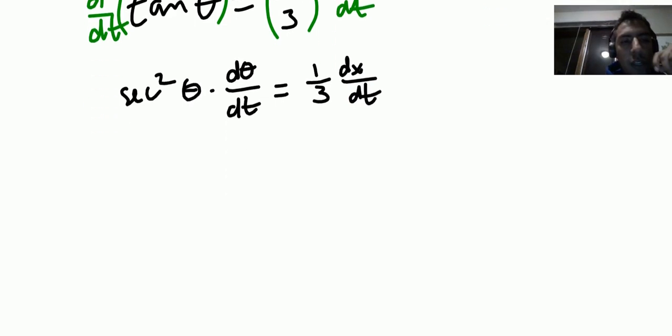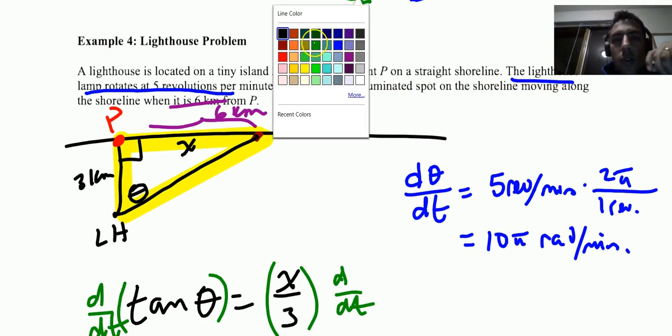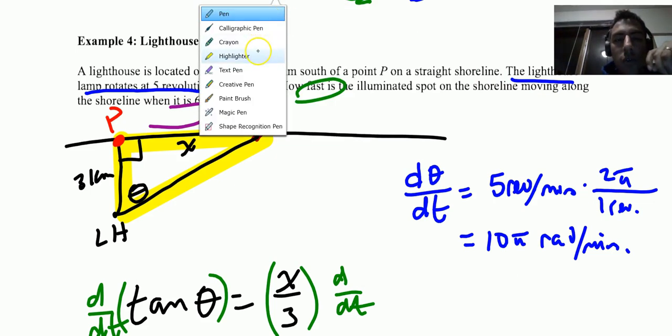I should have noted at the beginning, when it says how fast is the spot moving along the shoreline, this little part here is actually going to be what we're solving for.